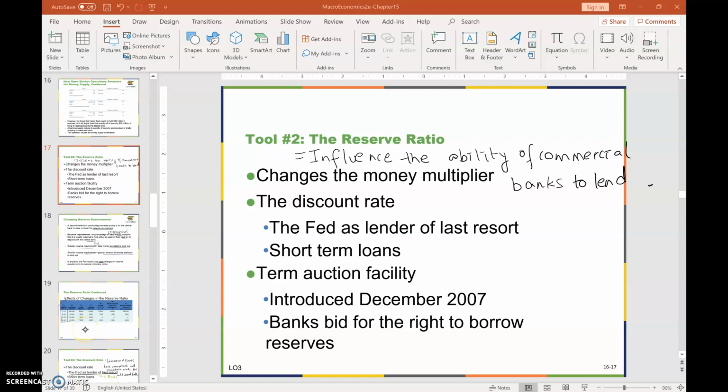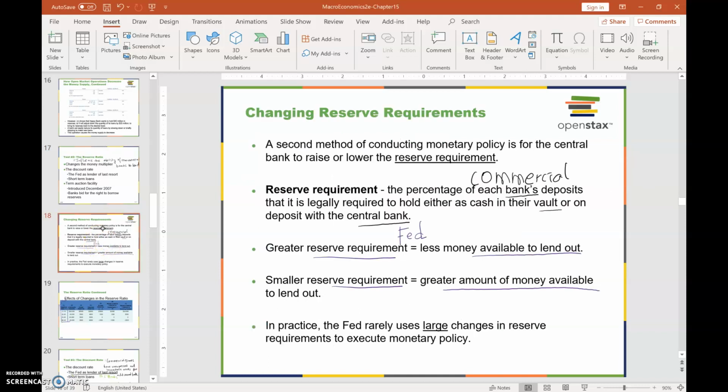Hey everyone, in this section, let's look at the other tools of monetary policy that will influence the ability of commercial banks to lend money. The second method of conducting monetary policy is the reserve requirement, which is the percentage of each commercial bank's deposits that it is legally required to hold either as cash in their vault or as deposit with the Federal Reserve Bank. Greater reserve requirement, less money available to lend, and vice versa.